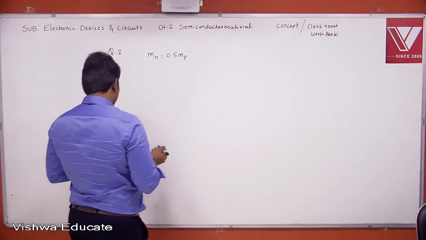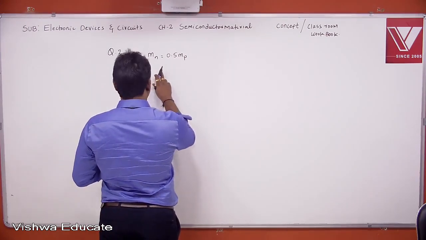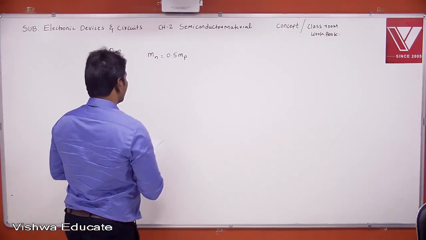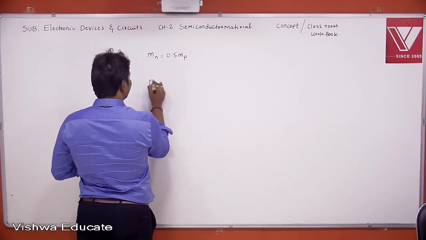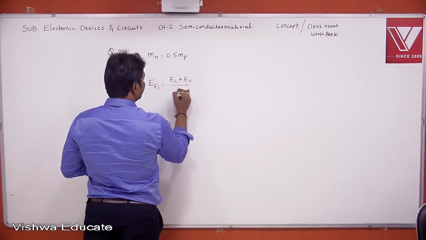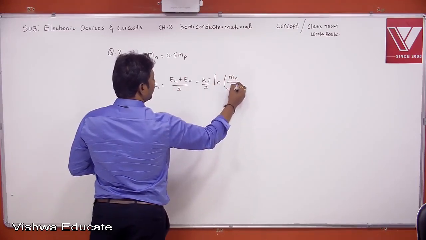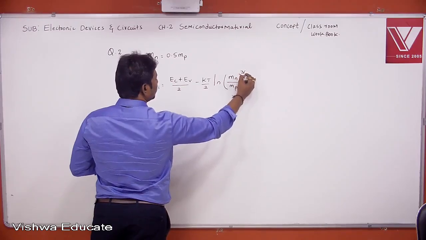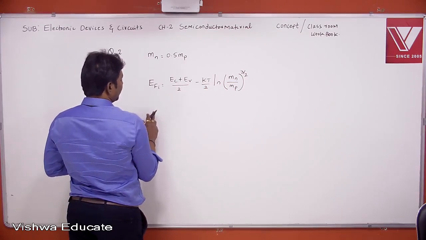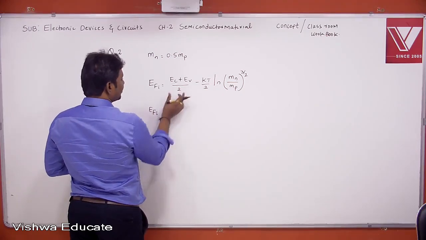Right. First, what is the given data actually? They gave a pure germanium sample and it has Mn equal to 0.5 Mp at room temperature, right? What we want to calculate is the position of the Fermi level, right? See, in case of intrinsic semiconductor, what is the intrinsic Fermi level? EFi equal to (EC plus EV) by 2 minus KT by 2 ln of (Mn by Mp) whole power 3 by 2, right? This is the Fermi level equation in case of intrinsic semiconductor. What we want to calculate here is the Fermi level with respect to the middle of the band gap. What is the middle of the band gap actually?